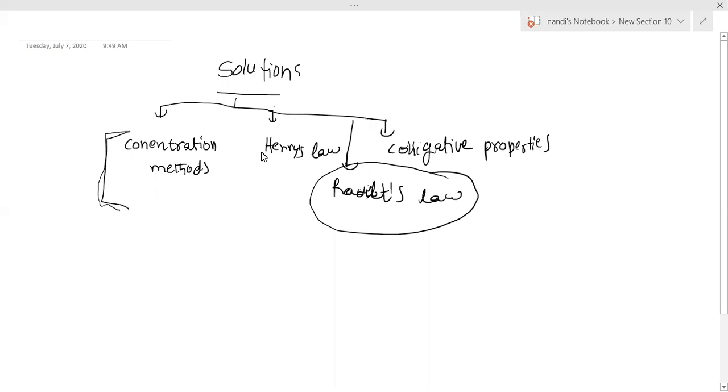And after that, we are going to discuss Henry's law, followed by Raoult's law. This is more important. We are getting most of the questions from these two things, colligative properties and Raoult's law. These two are too important. Most of the questions we are getting from here. We'll discuss one by one.